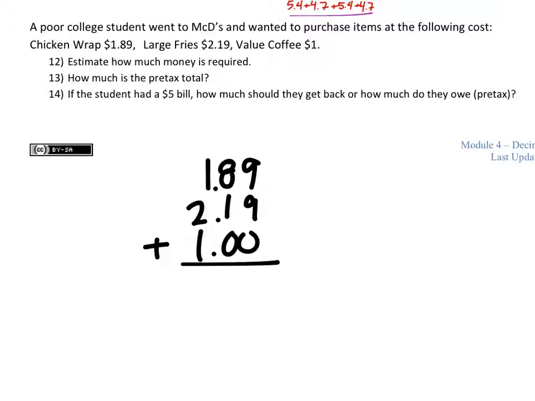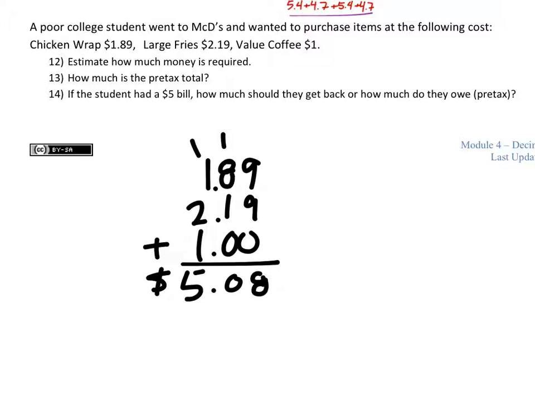All right, so 9 plus 9 is 18. Carry the 1. 8 plus 1 plus 1, that's 10, carry this one. 1 plus 1 plus 2 plus 1. So that's 508, right? How much money is required? $5.08. How much is the pre-tax total? $5.08. See the tricky business there?